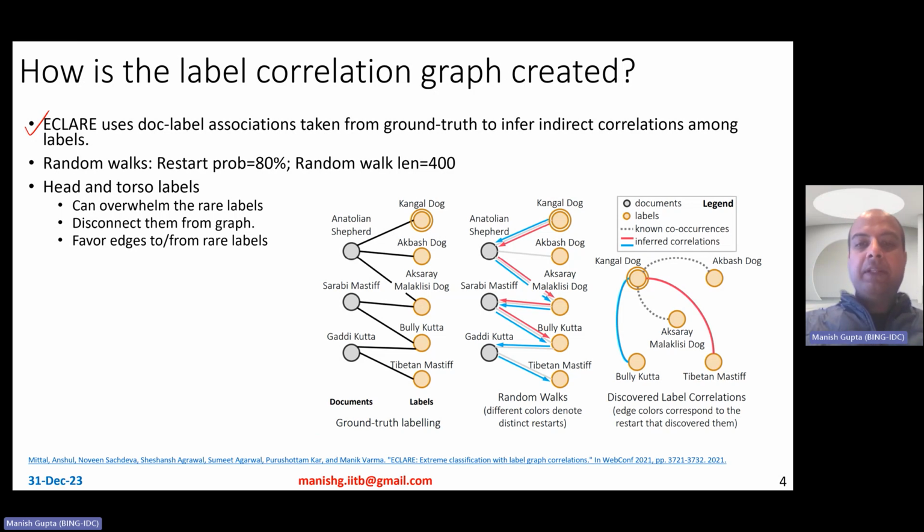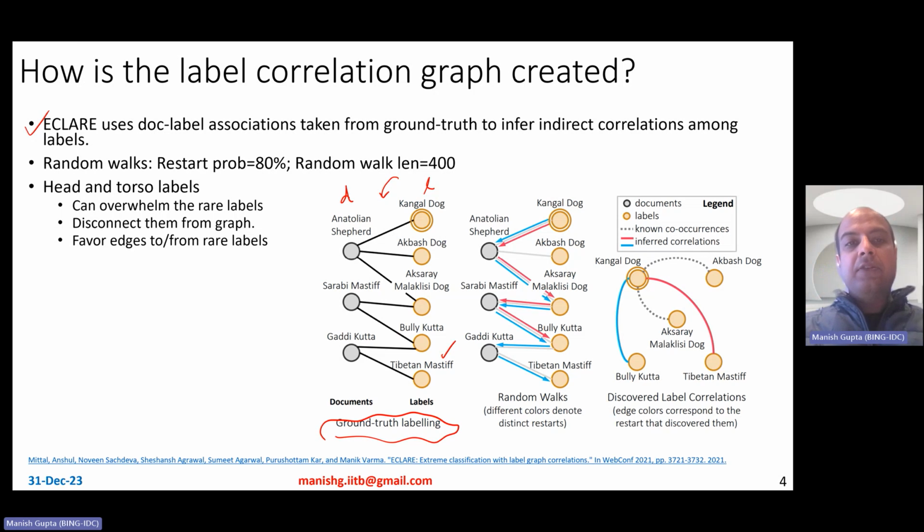So for example, let's look at this. This is a small part of the graph. It's a bipartite graph, so you have the documents on this side, like Anatolian Shepherd, Sarabi Mastiff, and so on, and you have labels on the right side. This is the ground truth labeling, which means that Tibetan Mastiff, for example, is a tail label. It has just one document associated with it. Similarly, Bully Kutta has two documents associated, and so on.